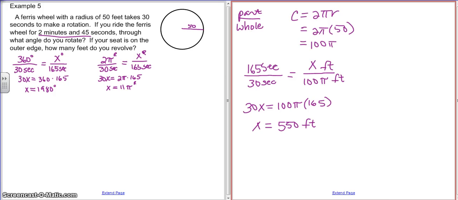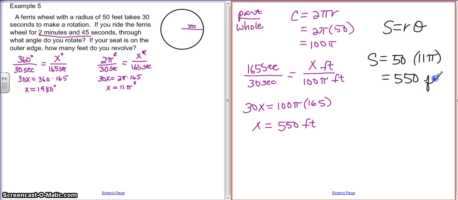Now, if you remember the formula, then you could use the formula. So the formula is S is equal to r theta. And I know that all the way around is 11 pi radians, so I do have my theta in radians already, so I don't need to worry about converting that. So this is going to be a really short formula. It's just going to be 50 is my radius times 11 pi is my angle. So I get 550 feet.